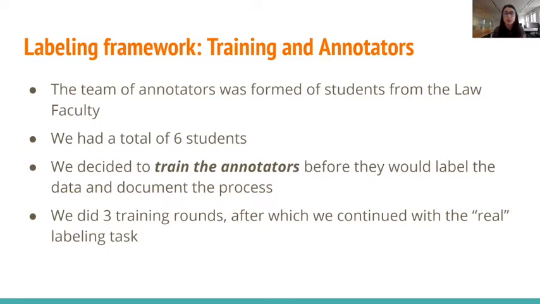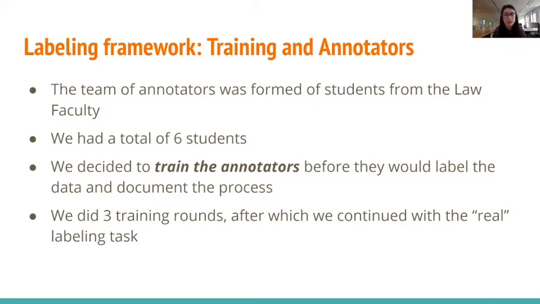In addition to this, even if they did have some expertise in the legal field, we decided to train the annotators. This is also kind of uncommon in the state of the art, because people just think that by providing maybe a manual with instructions or just a simple list of instructions to the labelers, that would be enough.